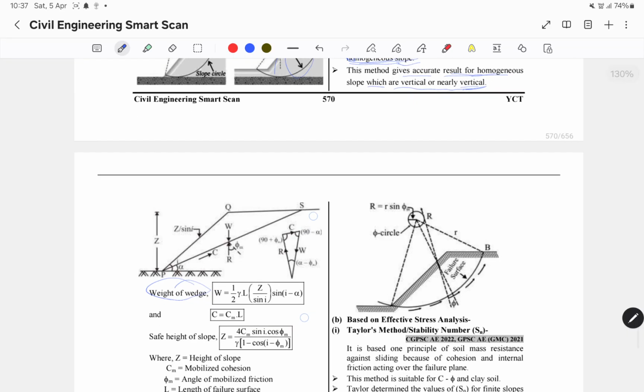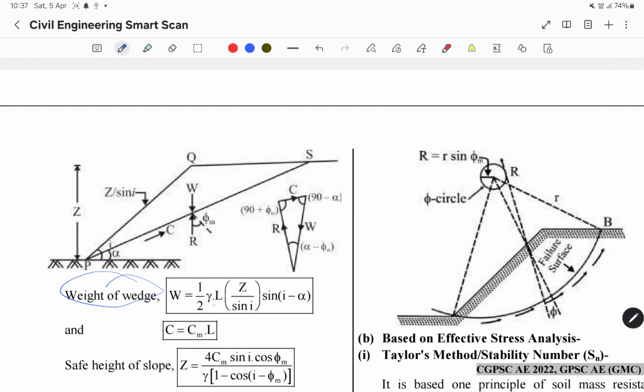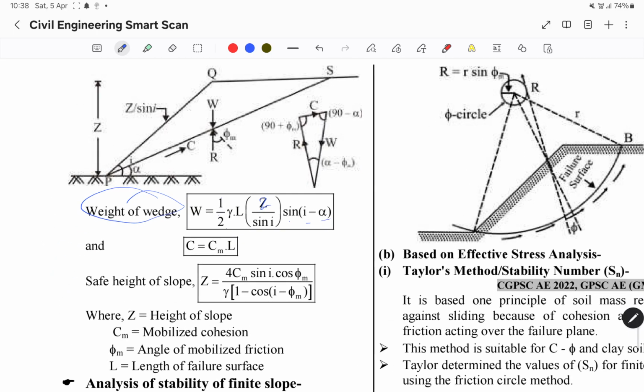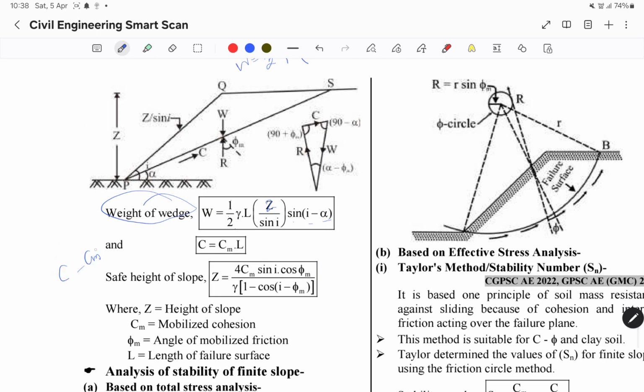Weight of wedge, W is equal to 1/2 gamma into L, unit weight into L length, Z by sin i into sin(i minus alpha). That gives the weight. C equals Cm into L.